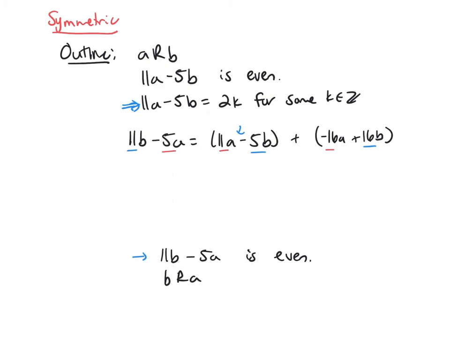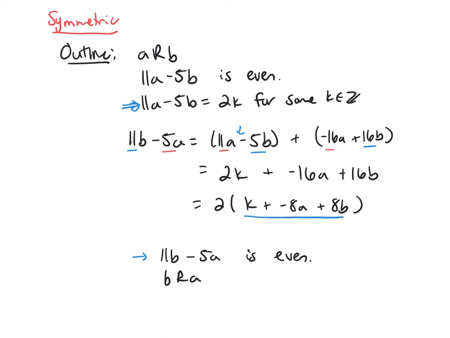Now we're going to plug in 11A minus 5B, that's 2 times K. And remember, my goal is to say that this number, this 11B minus 5A, is even. So it needs to be 2 times something, and it's 2 times K plus negative 8A plus 8B. And then I'm going to relabel this whole thing here as M. So this will be 2 times M.